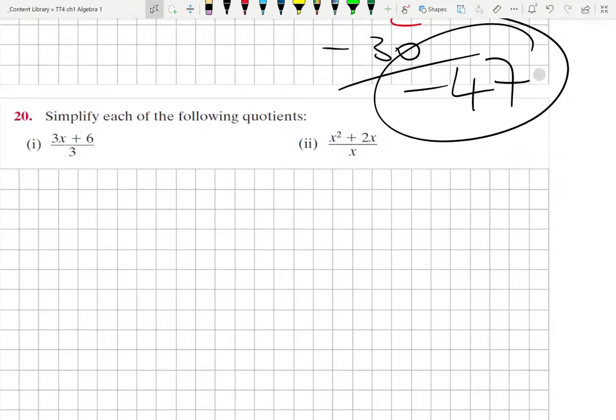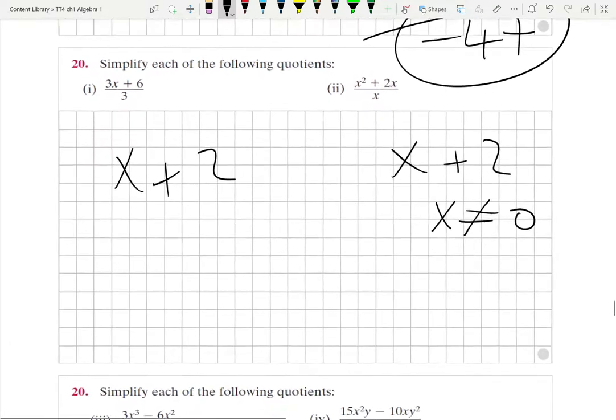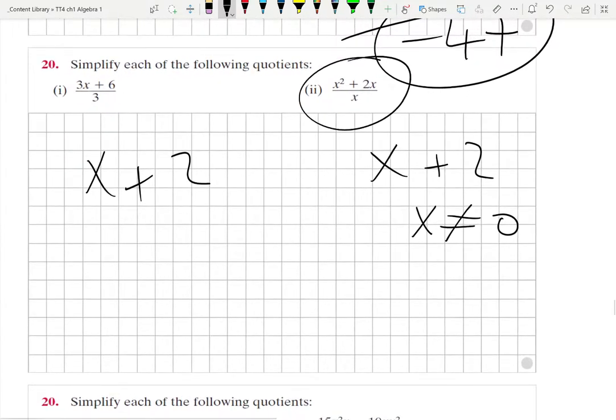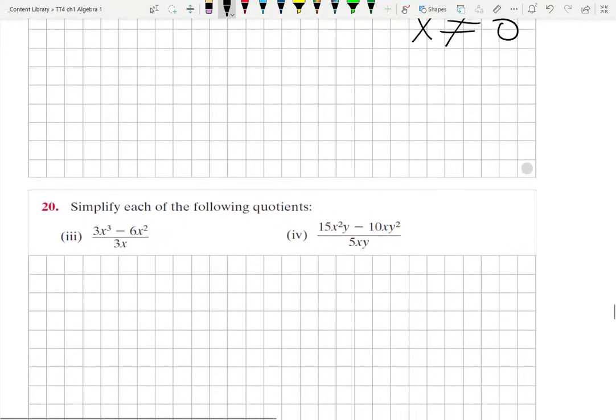x plus 2 and x plus 2 here, provided x is not equal to 0. Because if x was 0, you'd be dividing by 0. So you cannot simplify that to this if x is 0. Mind you, it blows up anyway. If x is 0, you end up with 0 over 0. You don't know where you are. It's missing from the space. You can't evaluate it there at that point.